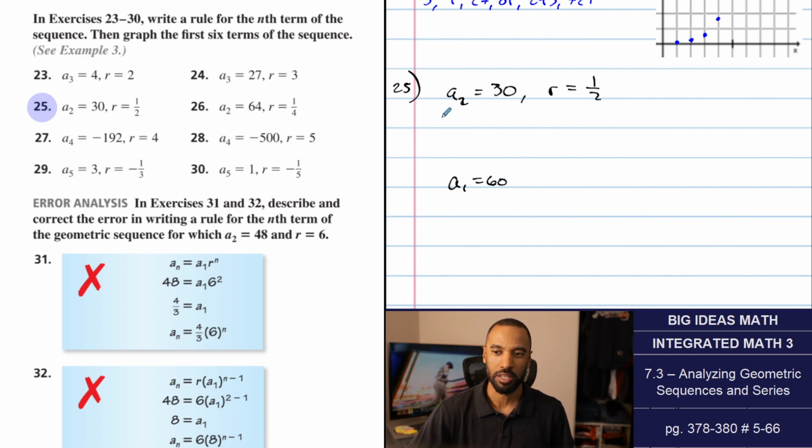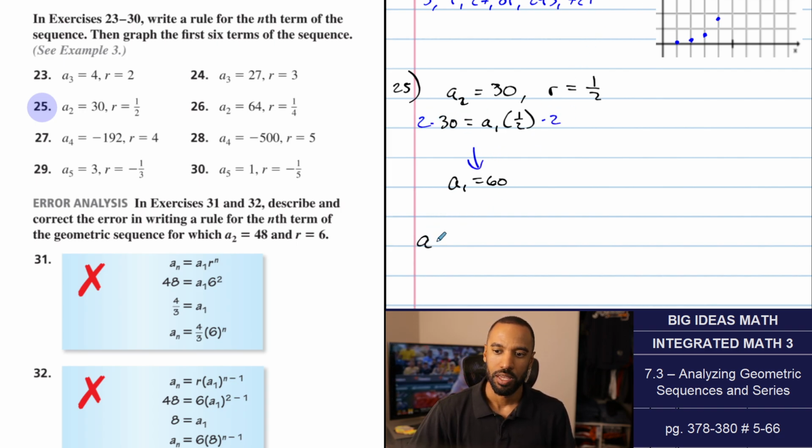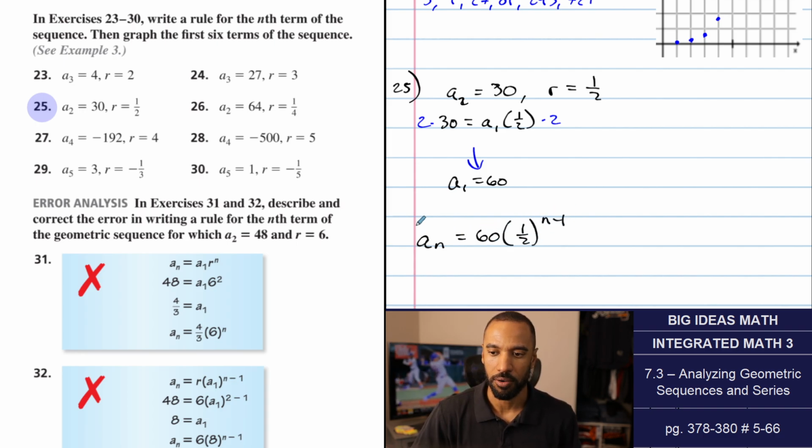Now, as far as formula goes, your second term takes your first term times your common ratio once, and you divide both sides by 1/2. So times 2 times 2, and that's where you get 60. So your rule is 60 times 1/2 to the n minus 1 power.